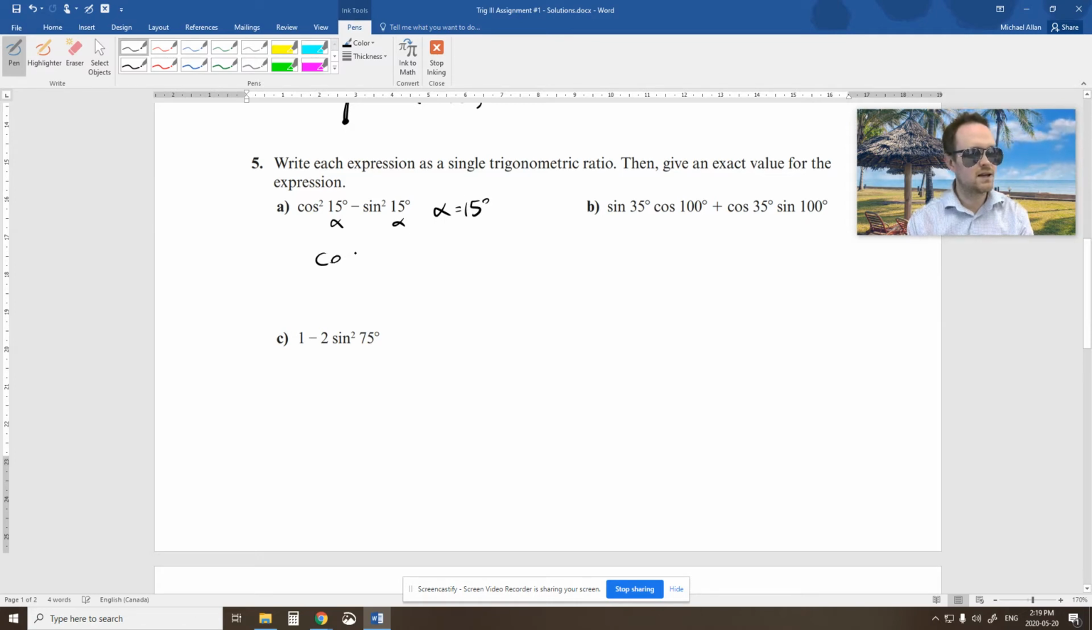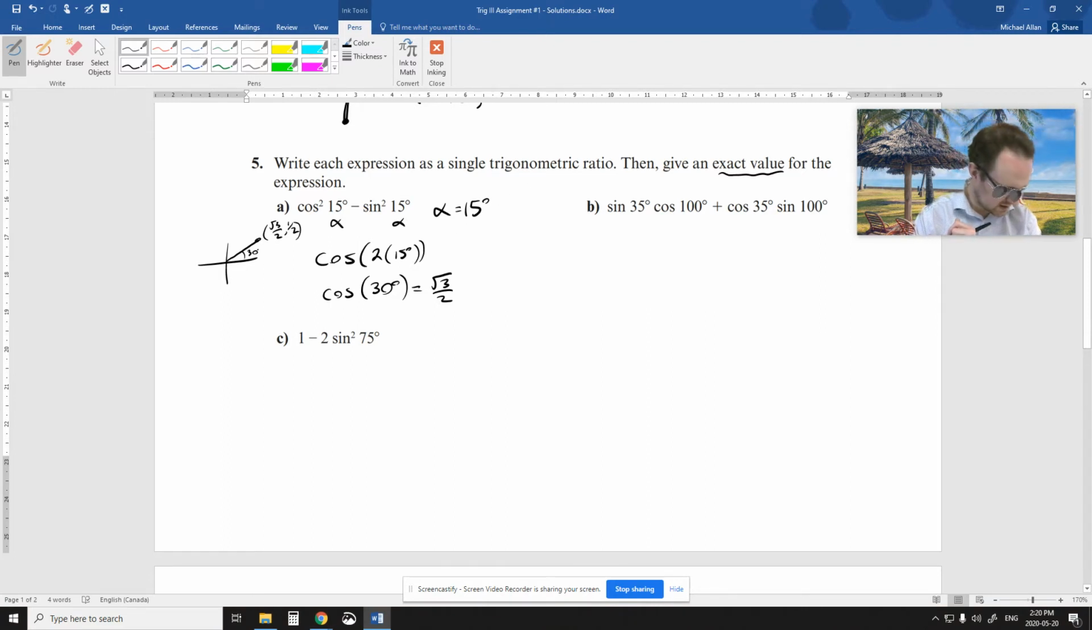So this is the same as 2 times 15, which is 30 degrees. And then, so we got that as a single trigonometric ratio, and then give the exact value for the expression. So at 30 degrees, this point up here is root 3 over 2, 1/2. So this is root 3 over 2, because that's the x value. Cool.